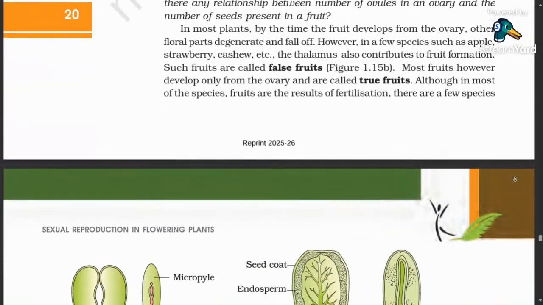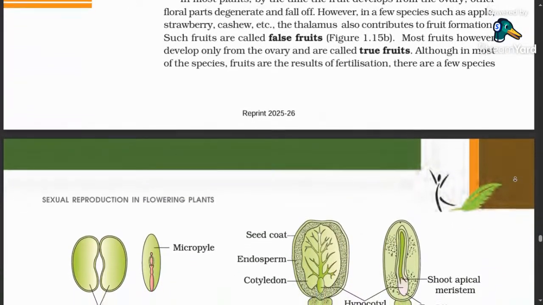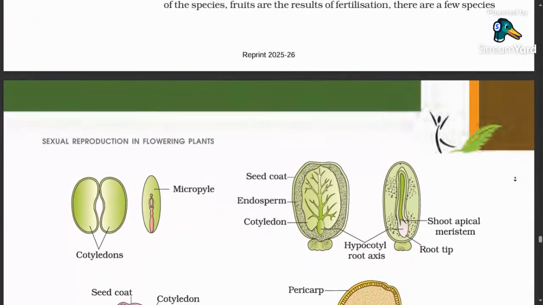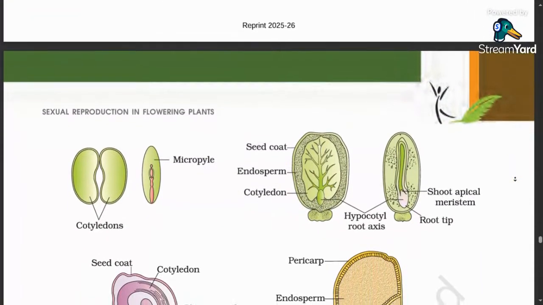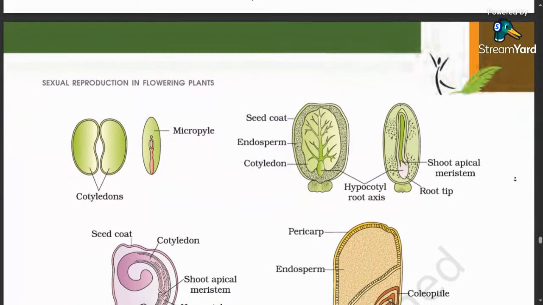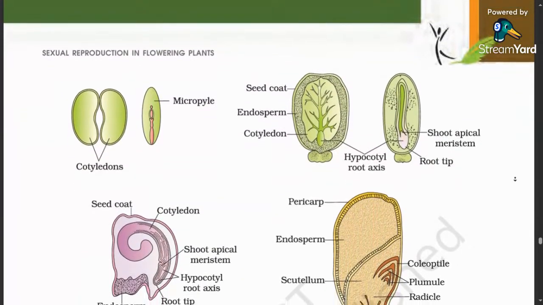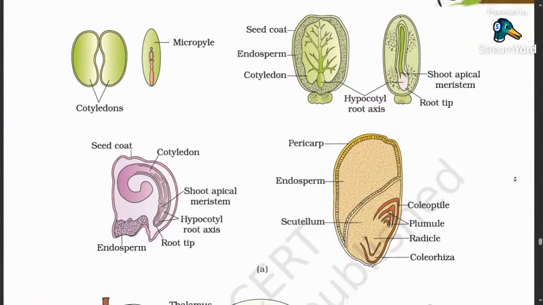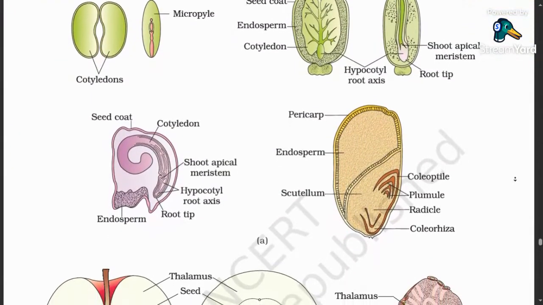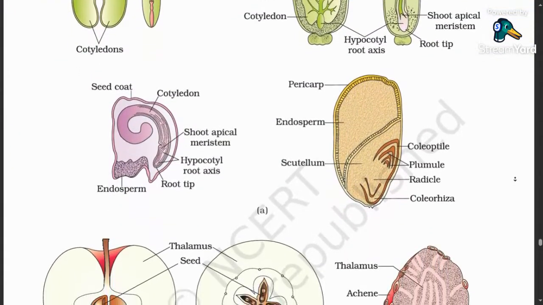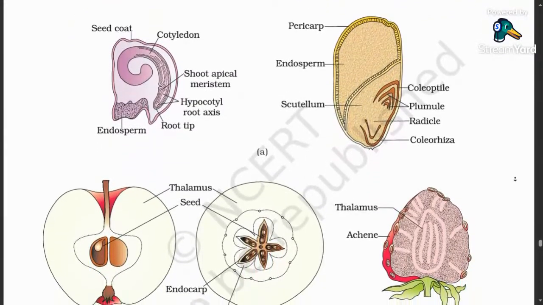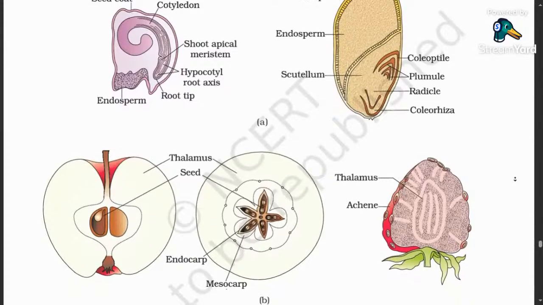Although in most of these species fruits are the result of fertilization, there are a few species in which fruits develop without fertilization. Such fruits are called parthenocarpic fruits. Banana is one such example. Parthenocarpy can be induced through the application of growth hormones, and such fruits are seedless. Seeds offer several advantages to angiosperms.